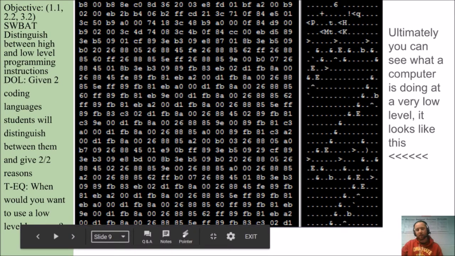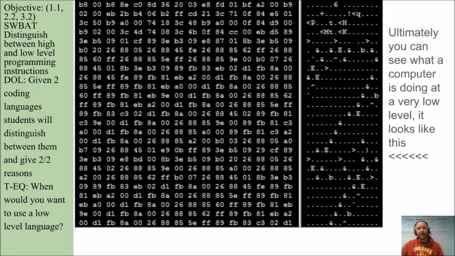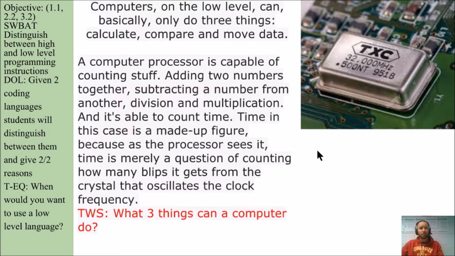And if you're a hacker or maybe a reverse engineer, you would spend time in data analyzers like this. And the dots simply mean the machine does not know what that would have been in ASCII because the number is just not an ASCII number. Computers on the low level can basically only do three things: calculate, compare, and move data. A computer processor is capable of counting stuff, adding two numbers together, subtracting a number from another, division and multiplication, and it's able to count time.